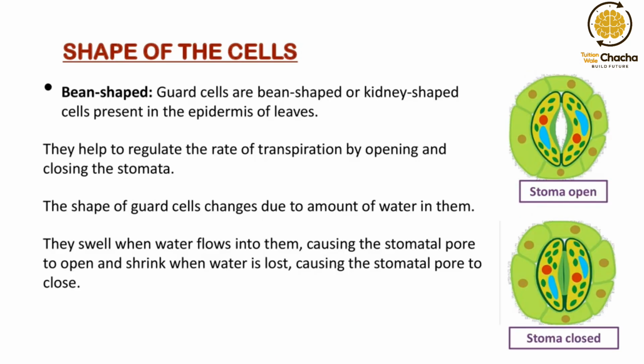3. Bean-shaped. Guard cells are bean-shaped or kidney-shaped cells present in the epidermis of leaves. They help to regulate the rate of transpiration by opening and closing the stomata. The shape of guard cells changes due to the amount of water in them. They swell when water flows into them, causing the stomatal pore to open, and shrink when water is lost, causing the stomatal pore to close.